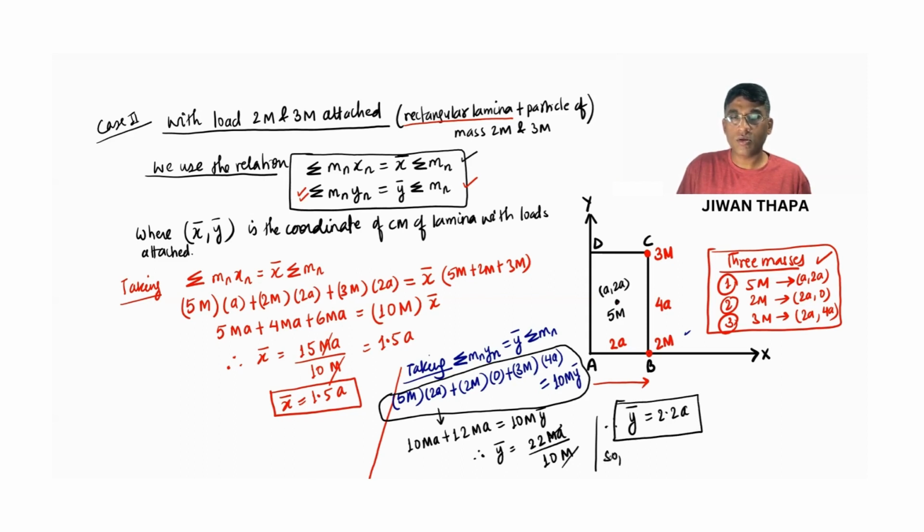So the coordinate of center of mass by considering the load of lamina is, we have this, 1.5a comma 2.2a. So we have this.